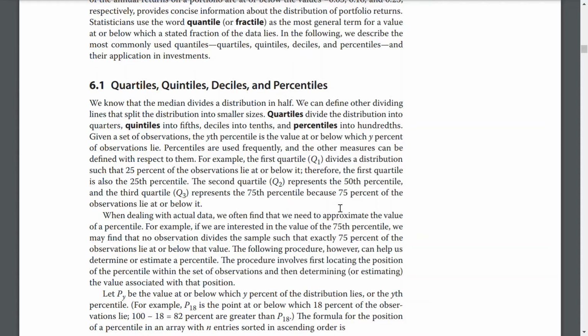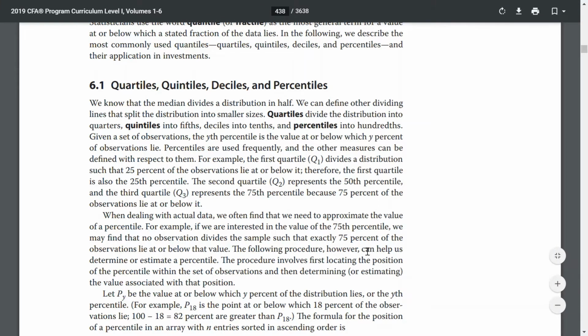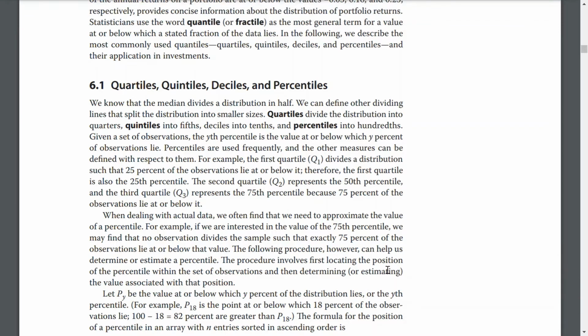When dealing with actual data, we often find that we need to approximate the value of a percentile. For example, if we are interested in the value of the 75th percentile, we may find that no observation divides the sample such that exactly 75% of the observations lie at or below the value. The following procedure, however, can help us determine or estimate a percentile. That procedure involves first locating the position of the percentile within the set of observations, and then determining or estimating the value associated with that position.